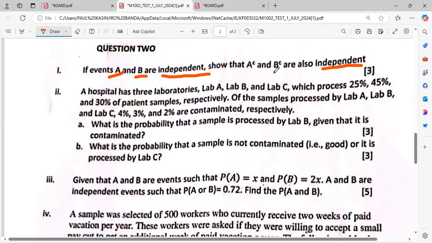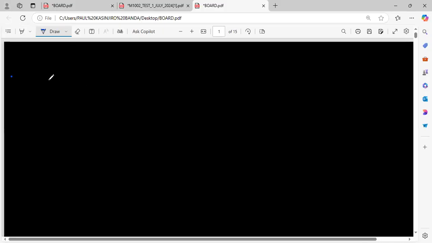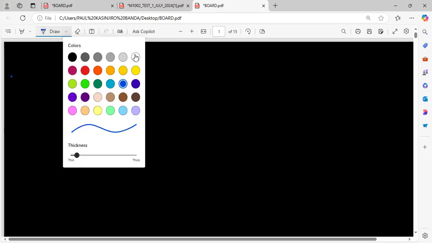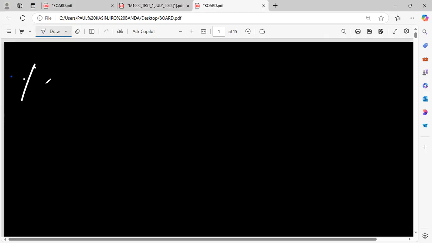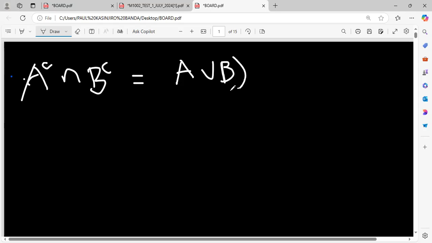For us to prove this claim, we first have to know 4 definitions. The first one is what we call De Morgan's law. De Morgan's law states that if I have A complement intersection B complement, then this is the same as A union B, you put them in brackets like this, and then you say complement.